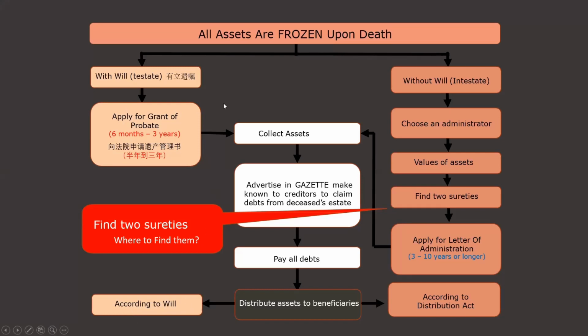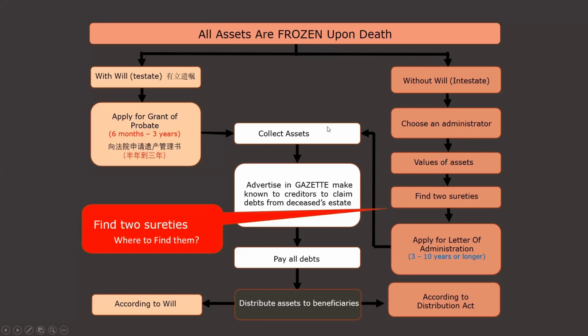Now, what happens if you die intestate, which means without a will? First, the beneficiaries involved are provided by the Distribution Act 1958, and you will need to choose an administrator among yourselves. If you cannot pass this stage, which means nobody trusts each other with administrating the estate, then you'll be stuck here. That's why sometimes it goes on and on and on because they cannot agree on certain things, so it cannot be distributed, right? That is one particular hurdle, which is a big hurdle.